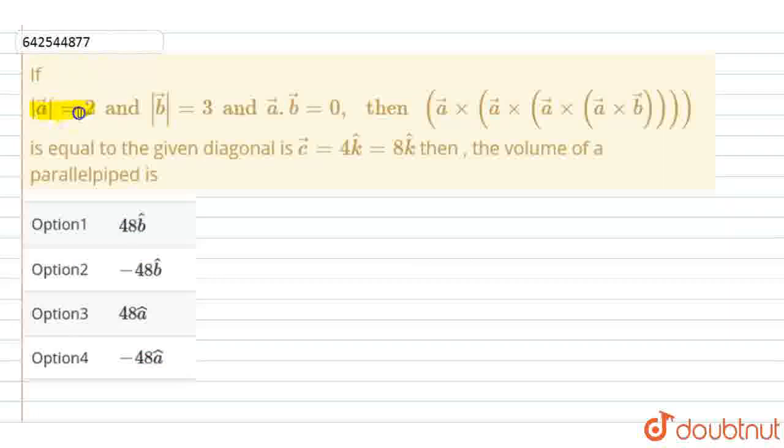One question is: if the magnitude of A vector is equal to 2, the magnitude of B vector is equal to 3, and A vector dot B vector is equal to 0, then A vector cross A vector cross A vector cross B vector is equal to the given diagonal. If C vector is equal to 4k cap, equal to 8k cap, then the volume of the parallelepiped is.